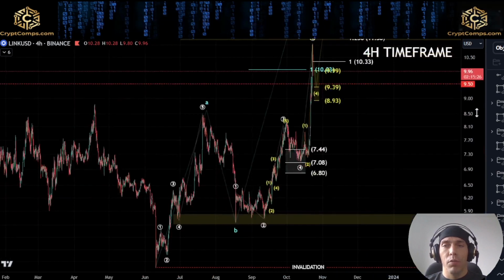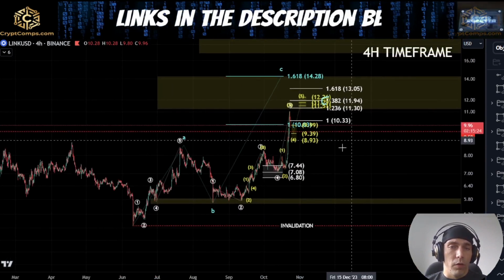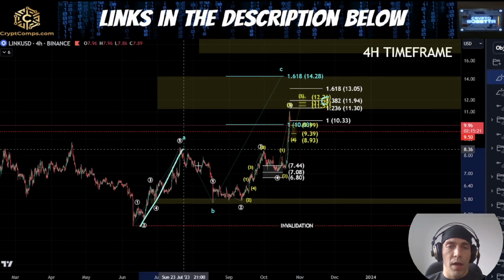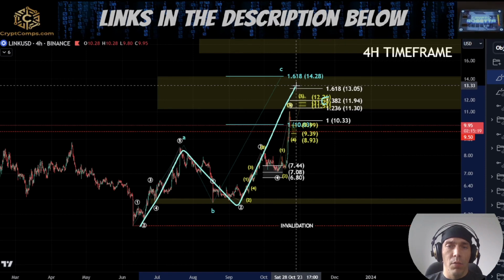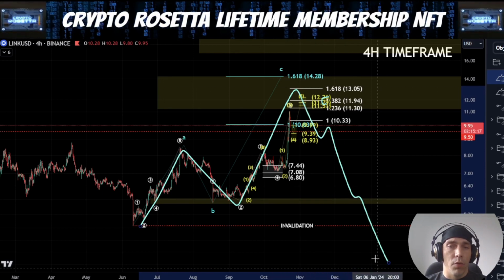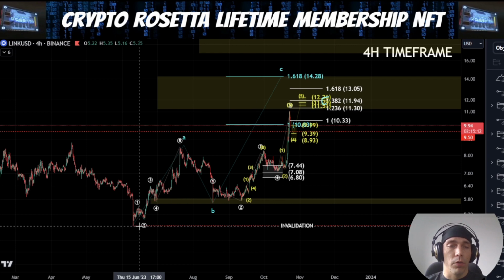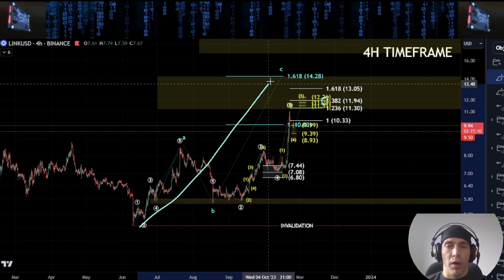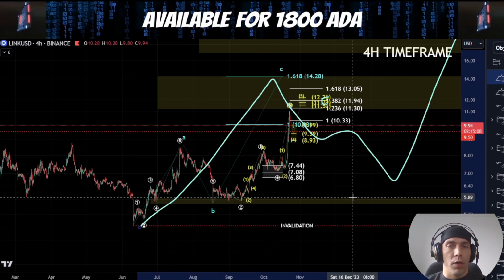Within this idea, what we'd be saying is that this move is just a 3-wave move, where this is A, B, and C, and then either we're going to start to see a breakdown, or alternatively this move becomes an A, we get 3 waves down, and then we see that continuation up.